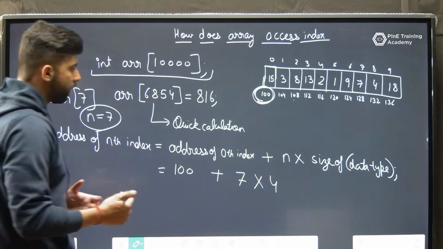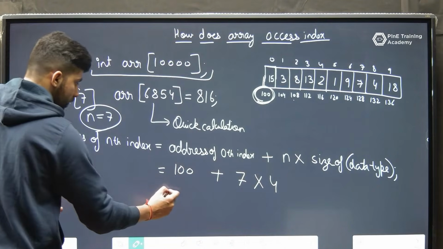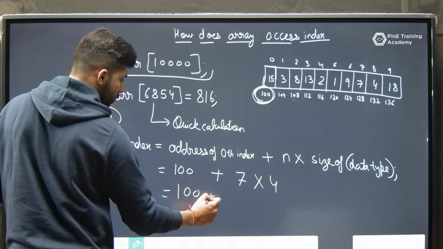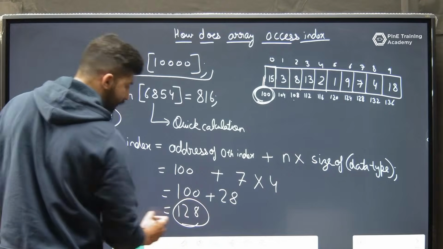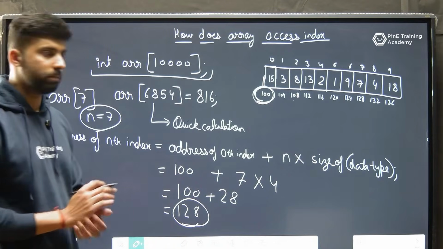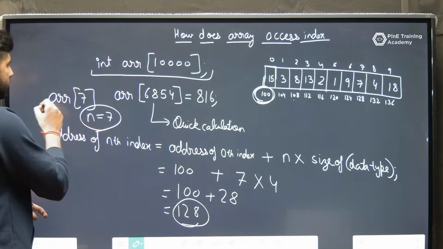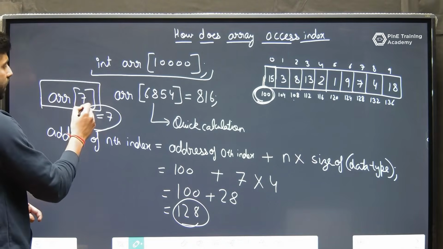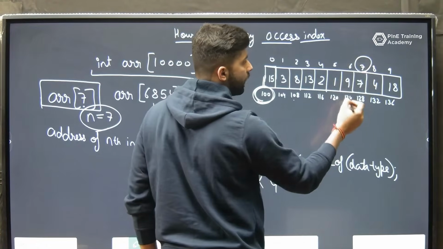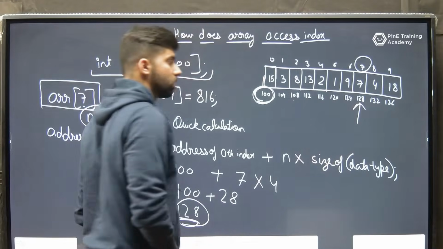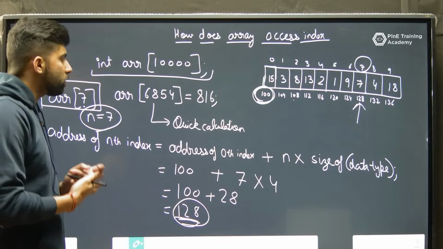Okay, size of an integer is 4 bytes. If I solve this, I get the address as 128. That means the 7th index is at the address 128, and if you see here, the 7th index is at the address 128. Okay, so that's how array accesses any of its indexes.